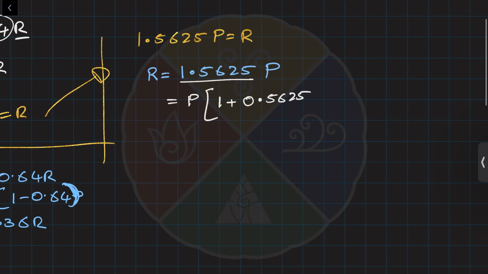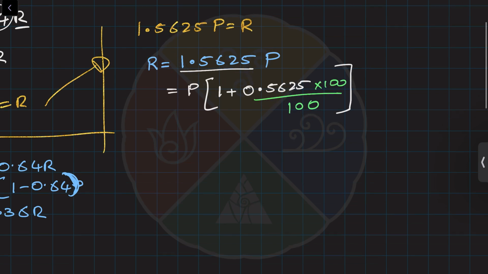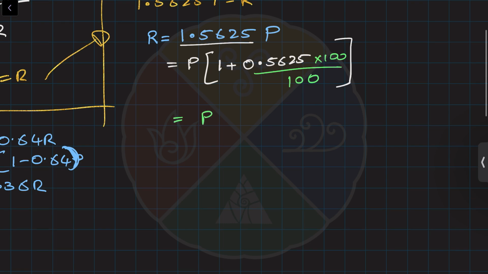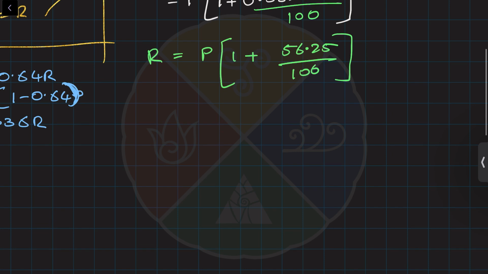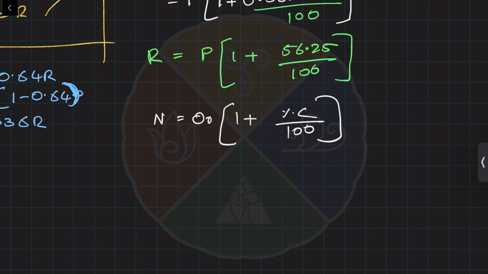0.5625 times. And to convert this into percentages, simply multiply by 100 and divide by 100 on this part. Here you are going to get R is equal to P into 1 plus 56.25 by 100. Now what is this? Here this is actually in that form. The new value is equal to original value into 1 plus percentage change by 100. All the values are given.